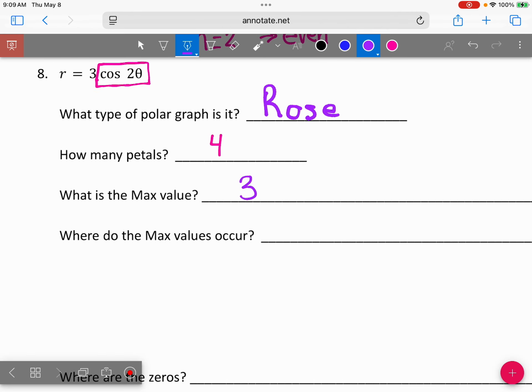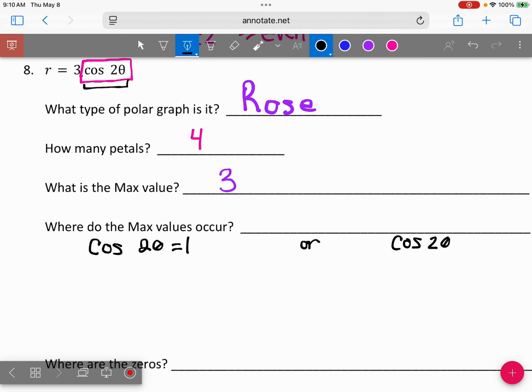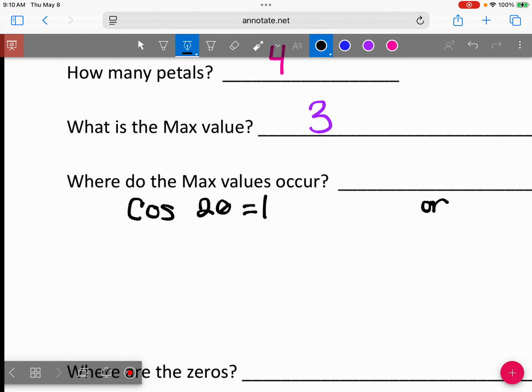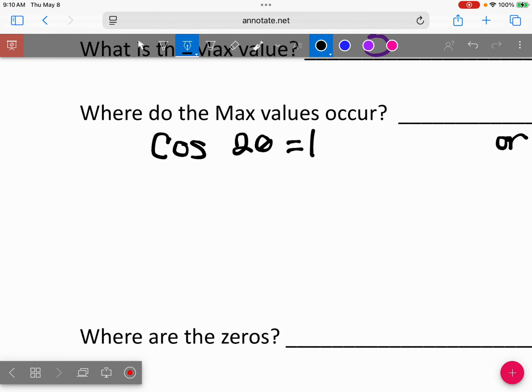So our max values are going to occur when this equals 1. So when cosine of 2 theta equals 1 is where we're going to have a maximum. It's also going to happen when our cosine of 2 theta equals negative 1. Because we're dealing with polars here, it means that's the radius. It's how far from the center. So that's also going to be a maximum. So we're going to solve both of these.